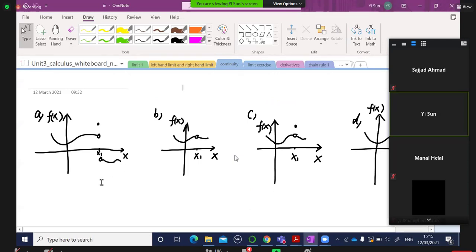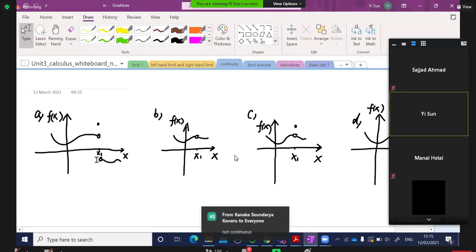Have a look, I have 4 diagrams here. Which one is a continuous function? Which one are not? Let's have a look at diagram A here. The left and the right-hand side limits are not the same at x equal to x1. So the two-sided limit doesn't exist there. Therefore, the function isn't continuous at this point.